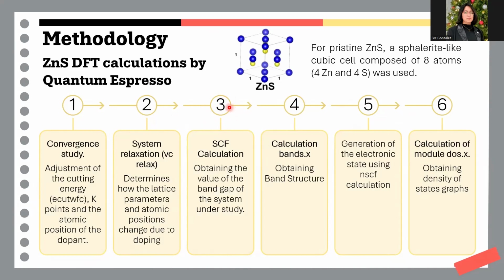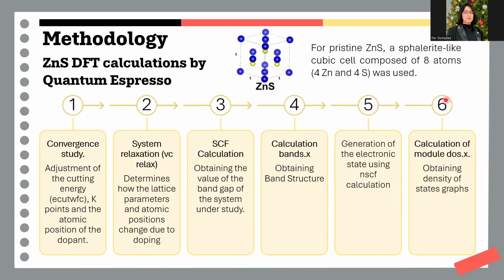Then the graph of the band structure was obtained using the bands.x calculation. Then the electronic states were generated using the non-self-consistent field calculation, and finally the density of states graph was obtained through the DOS.x module.